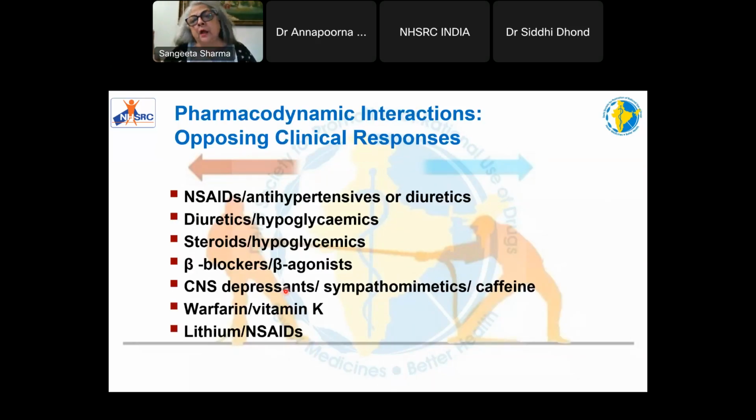By and large, some of the drug classes which have opposing clinical effects are painkillers with antihypertensives. Many of your elderly patients also have osteoarthritis. They may be taking these NSAIDs, and they may also be hypertensive. So be careful. You need to adjust the dose here. Similarly, diuretics and hypoglycemic agents, steroids and hypoglycemia, beta blockers and agonists, CNS depressants and caffeine-like or sympathomimetic drugs, warfarin and vitamin K, lithium and NSAIDs, these combinations have opposing effects.